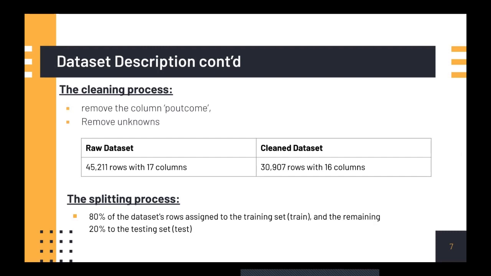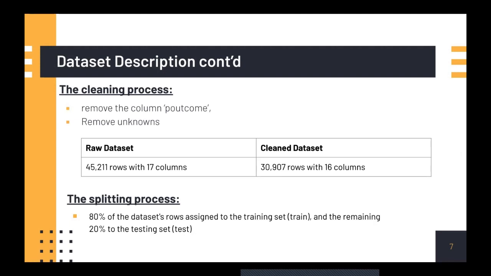In data science, a careful cleaning process is crucial. We start with a raw data set of 45,211 rows and 17 columns. First, we remove the outcome column to narrow our focus and systematically get rid of the unknowns. The result, a polished data set with 30,907 rows and 16 columns, showcasing precision.